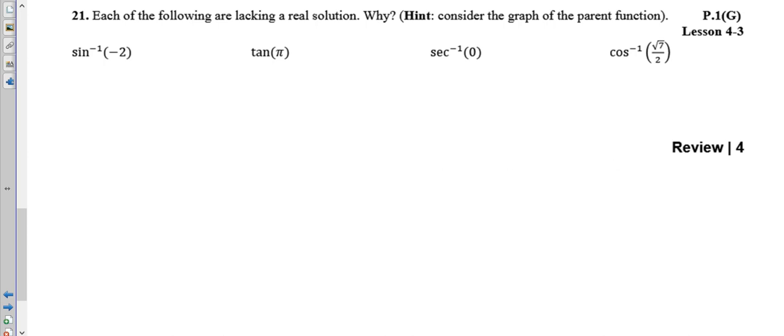Each of the following are lacking a real solution. Why? Hint, consider the graphs of the parent function. Now, I'm going to look at the graphs here in a little bit. Before I do that, I'm going to actually use the hand trick and guide us through this.